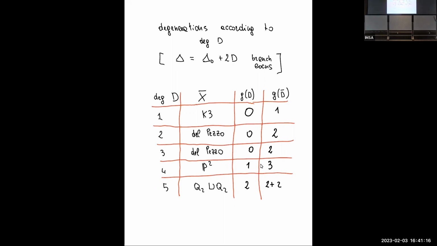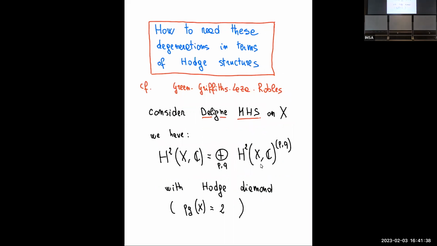The last line corresponds to 2 times D, which means the degree is 5. And this means that we have a reducible surface: 2 copies of the cone glued along the divisor D. Okay, so we have this rough classification. So I want to explain how to read this degeneration in terms of Hodge structures. Maybe a rough classification, but just to see.